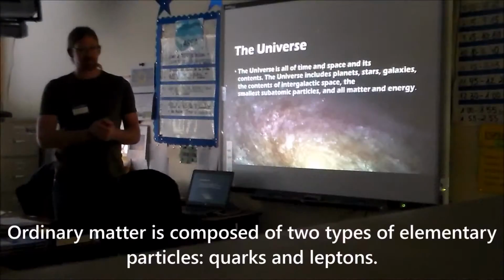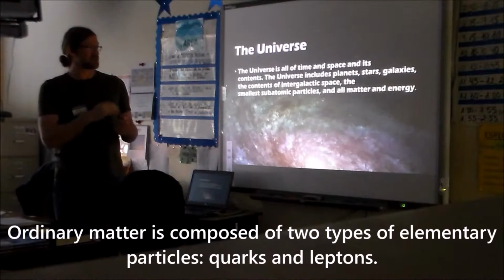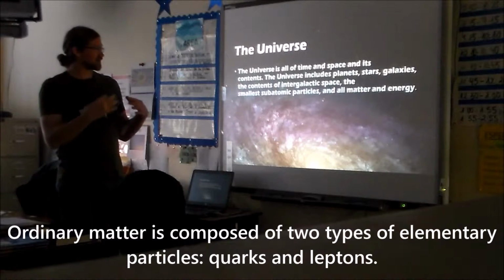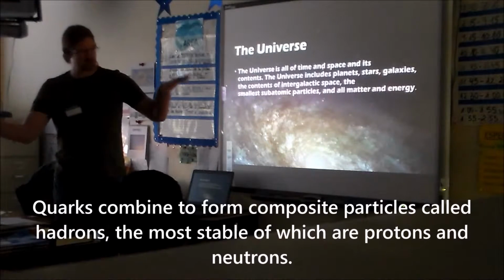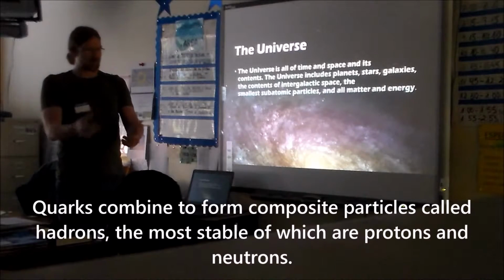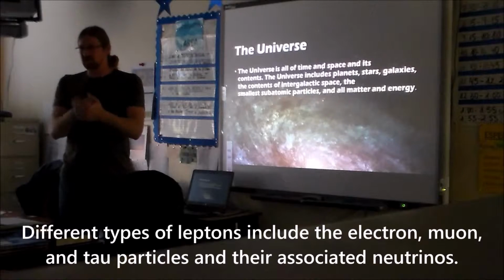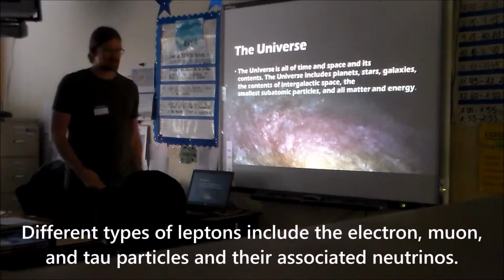This is the definition on Wikipedia. The universe is all time and space and its contents. It includes planets, stars, galaxies, the contents of intergalactic space, meaning everything in between, and the small subatomic particles, your atoms, molecules that make up everything, and all matter and energy. Matter is just stuff you can touch. And energy, energy.